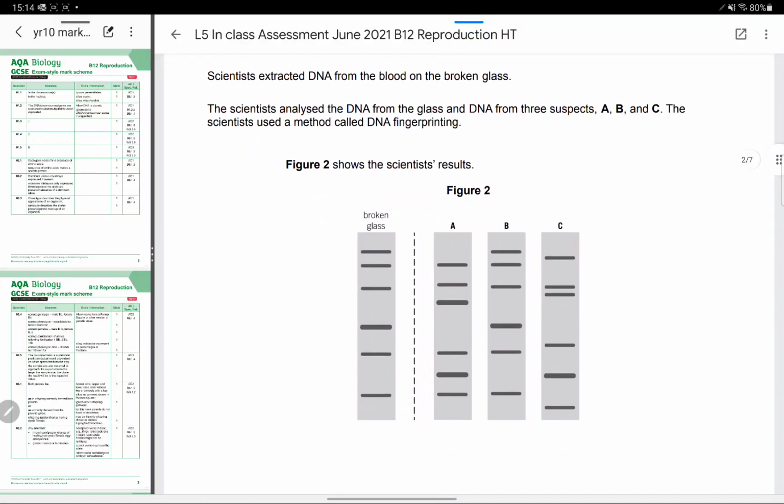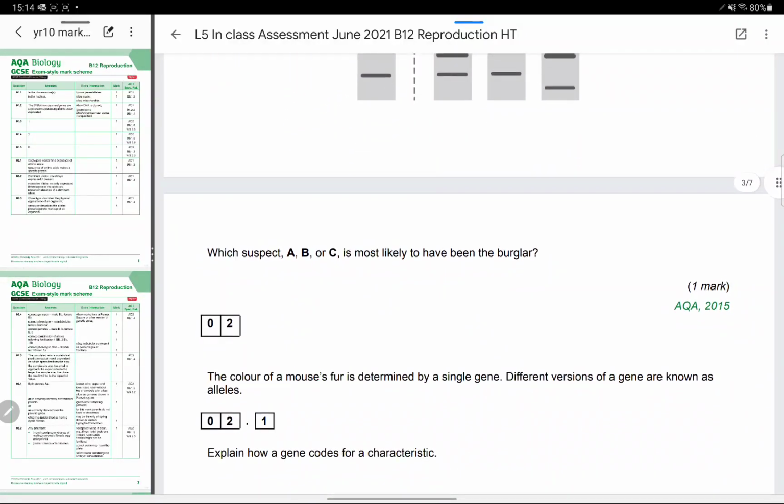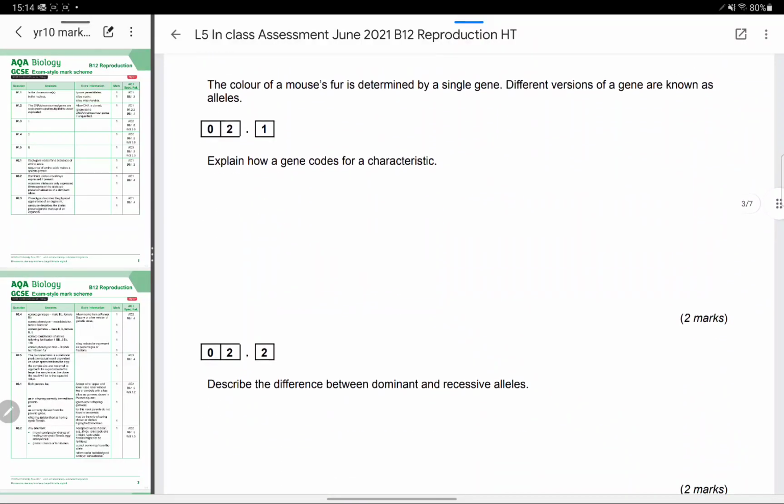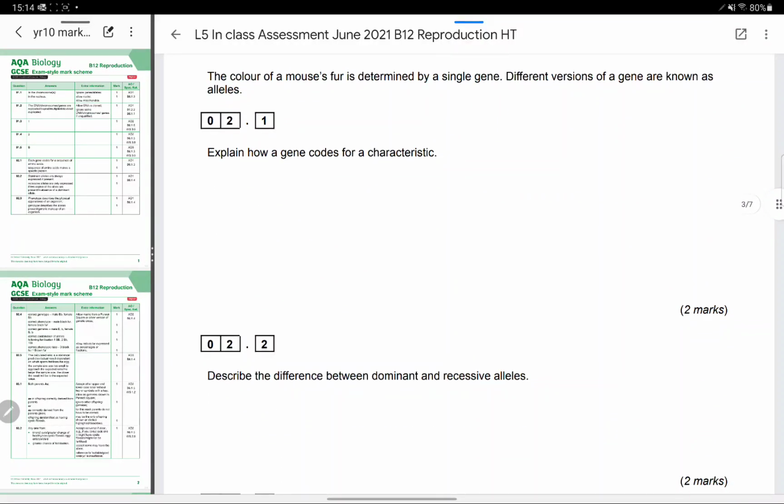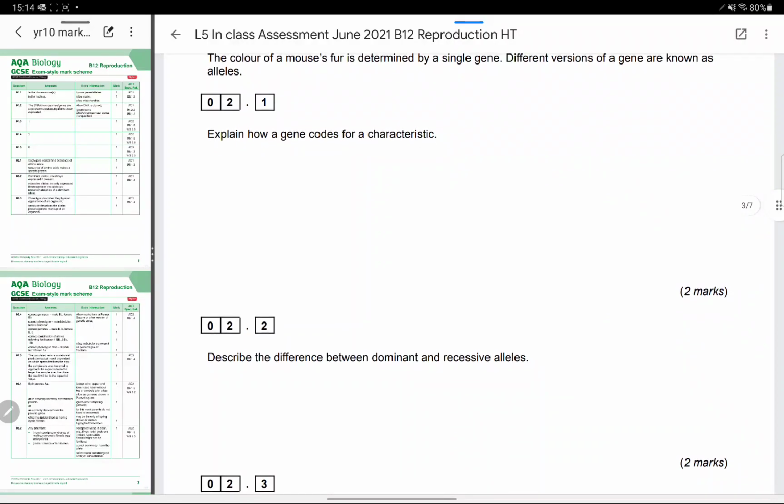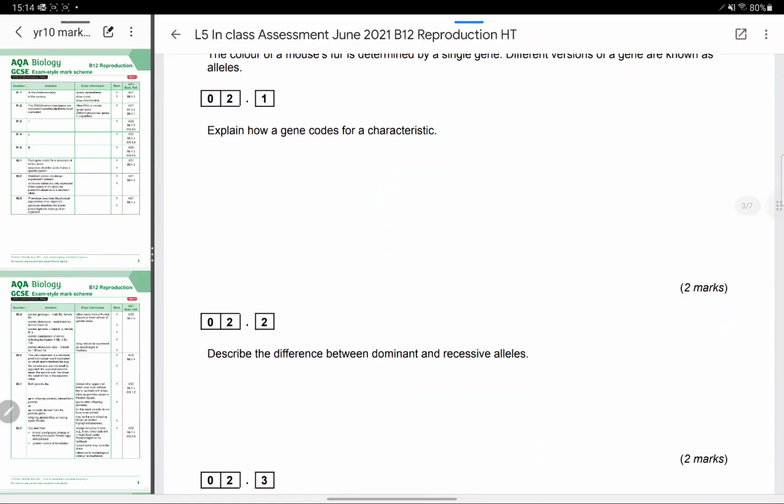A burglar broke into a house. Everybody got this right. That's B. Well done. The colour of the mouse's fur is determined by a single gene. Different versions of the gene are known as alleles. Explain how a gene codes for a characteristic.